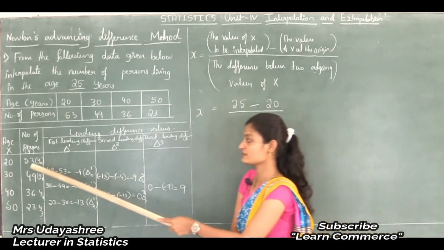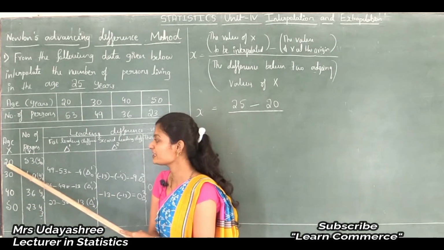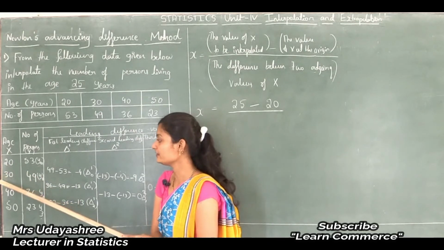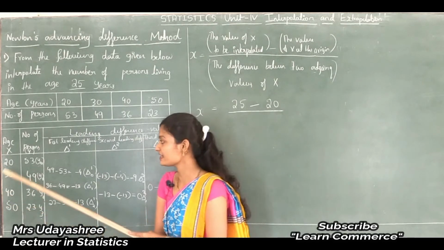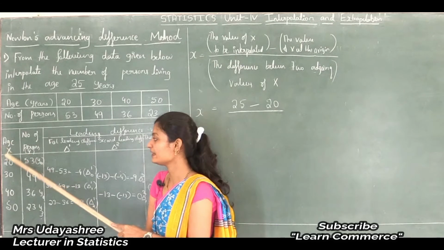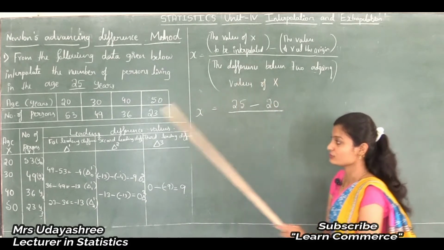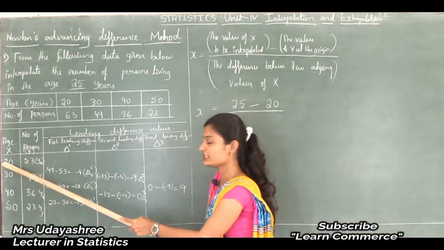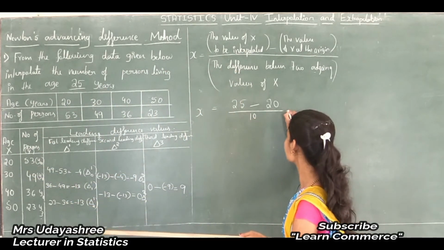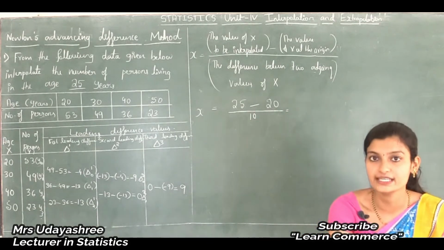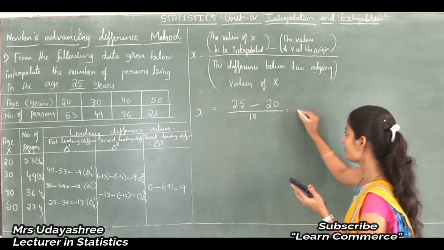So see here, the x observations are 20, 30, 40, 50. The difference between 20 and 30 is 10, between 30 and 40 is 10, and between 40 and 50 is 10. So the common difference of the independent variable is 10, the difference between two adjoining values of x. So in the place of this I will substitute 10 only. So this is equal to 25 minus 20 is 5, divided by 10, that is 0.5.